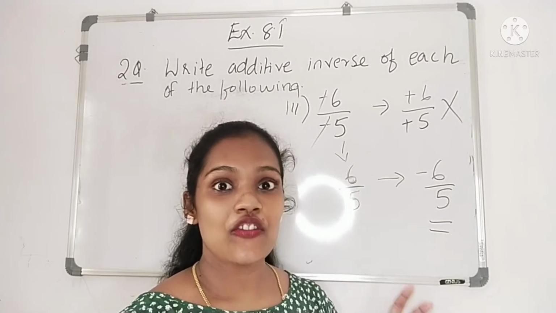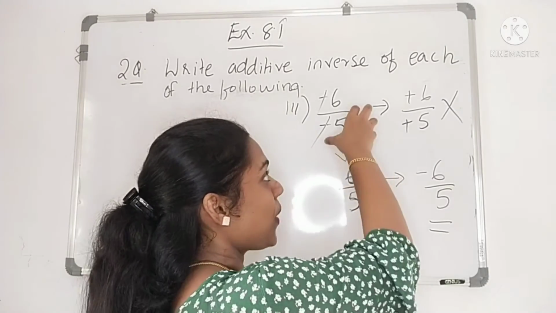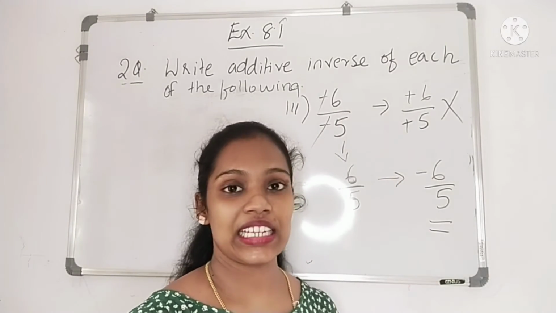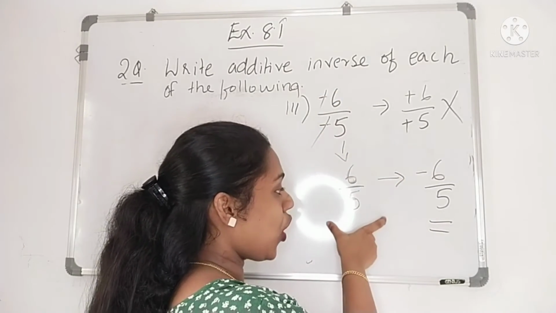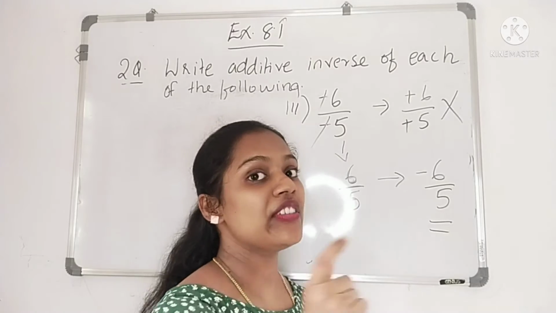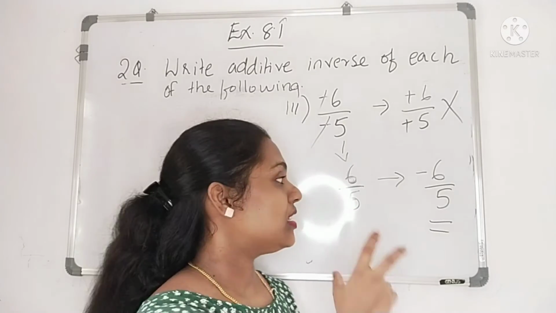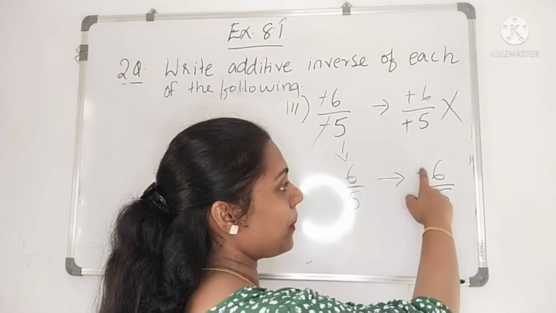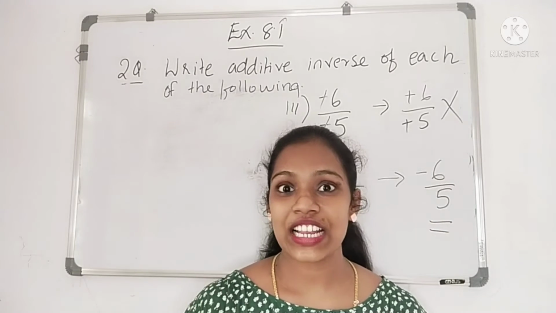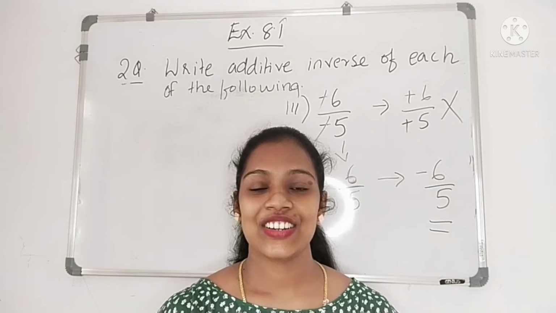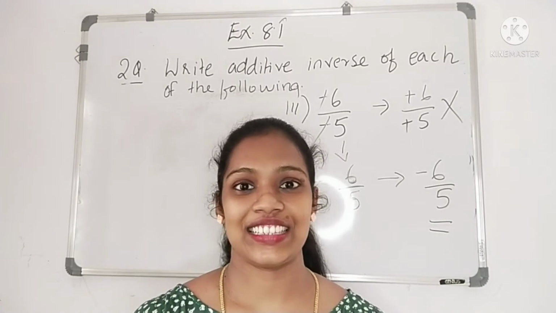Okay, so understood? First you have to check your question properly, then only write the answer. Here I have cancelled both the signs. Then I got the question like this: 6 by 5 is my question. So the negative inverse of this number will be minus 6 by 5. Understood? Hope everyone has understood this. Right? Now we can move on to our next example.